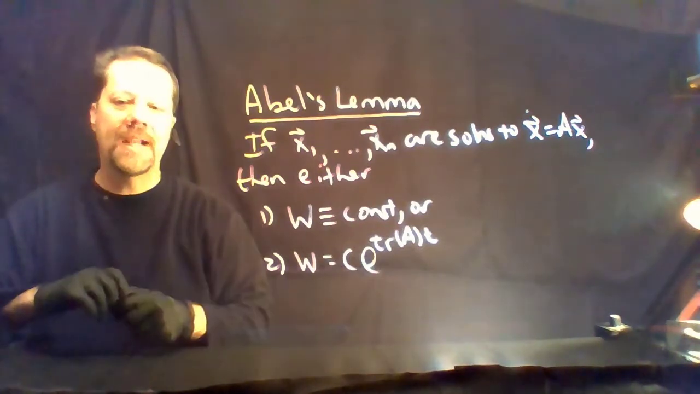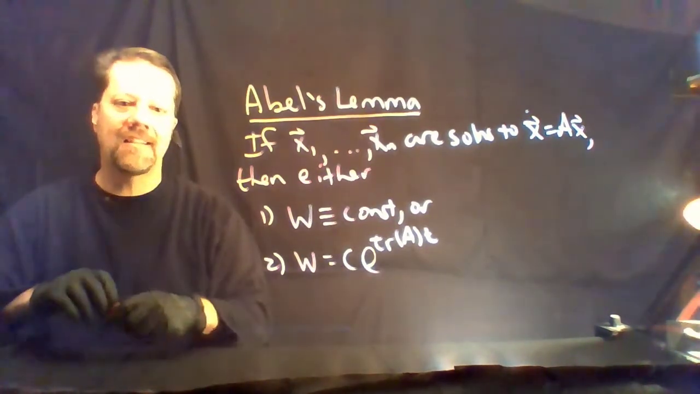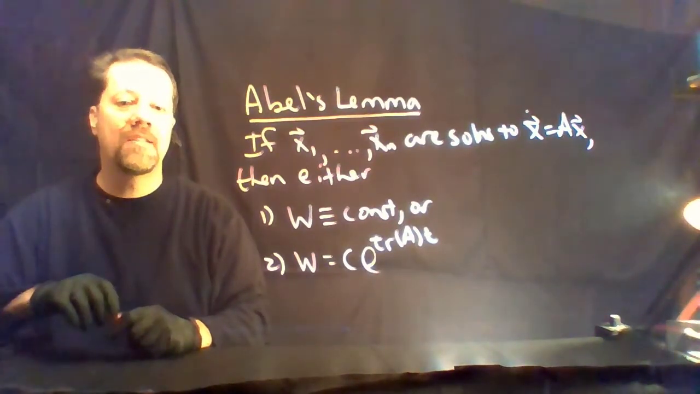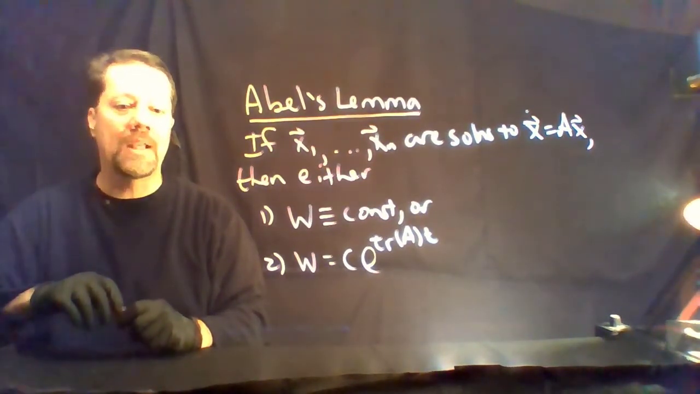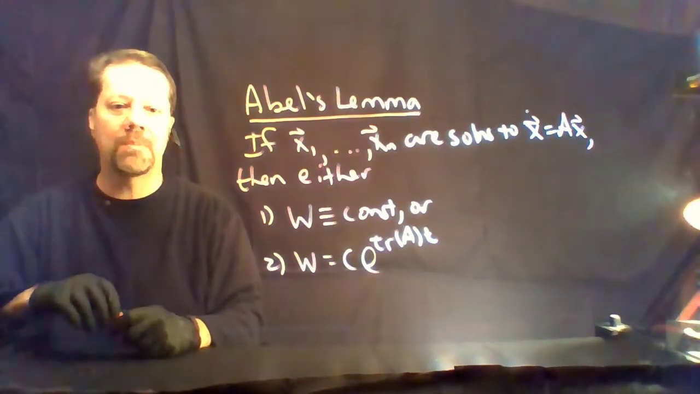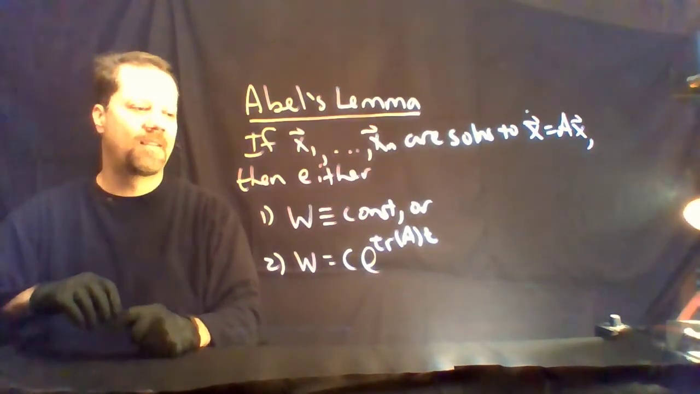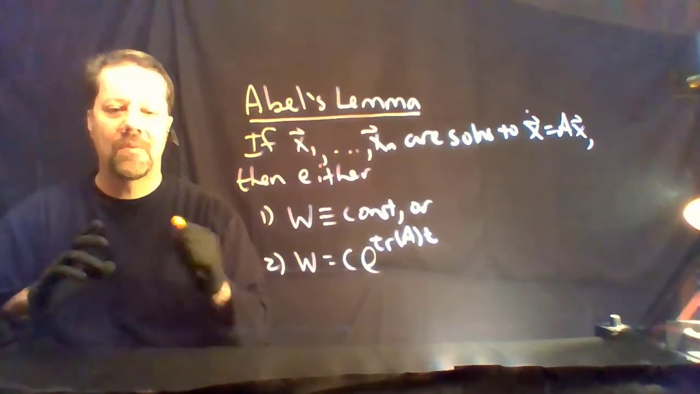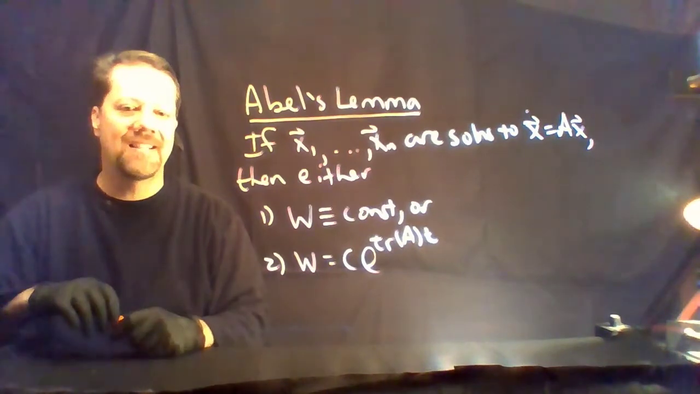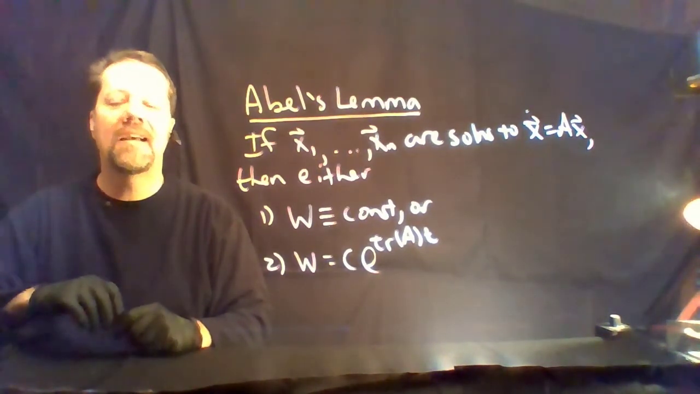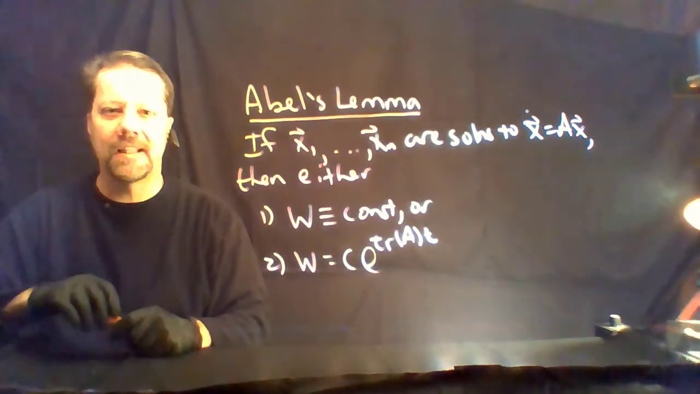Recall that the trace of a matrix is the sum of its diagonal values, and by a theorem from linear algebra, the trace of a matrix is also equal to the sum of its eigenvalues, including the multiplicities. Now, in all honesty, we cannot prove Abel's Lemma yet in its full generality, but we will prove a special case and defer the remainder of the proof until later.